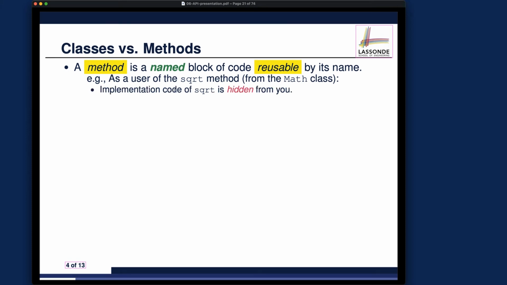So the implementation of the code for the square root method is simply hidden from you. It's a named block of code, and this block is like a black box. It's simply not visible to you. You just use it without knowing exactly how it is implemented, and you only need to know how to call it.